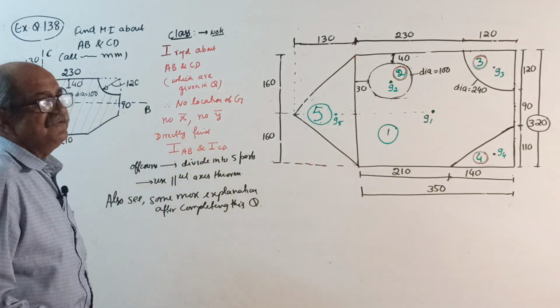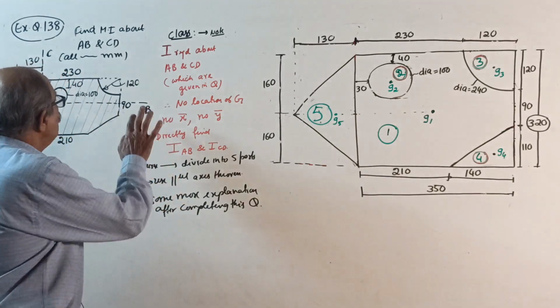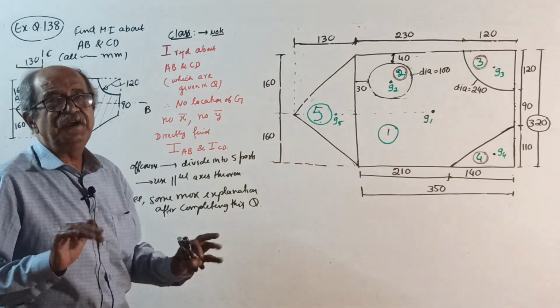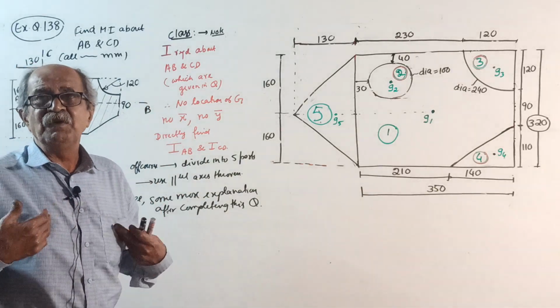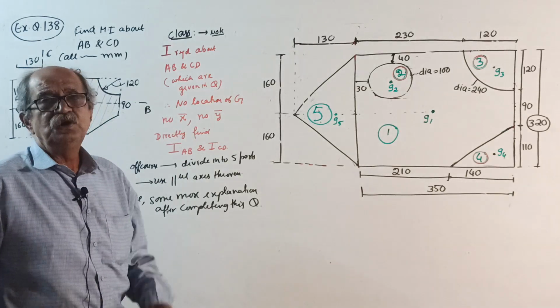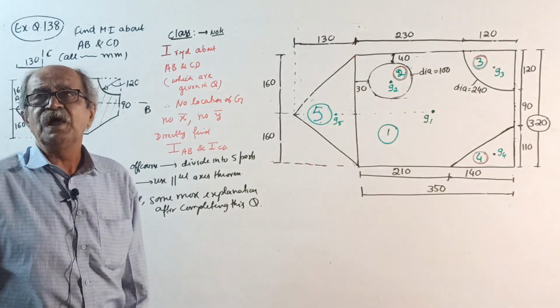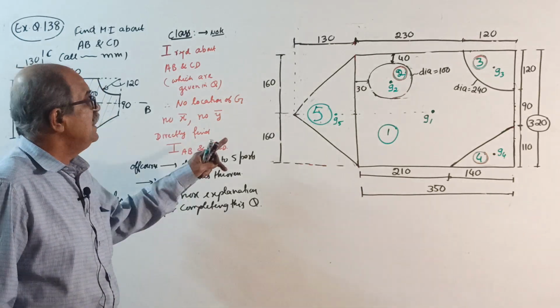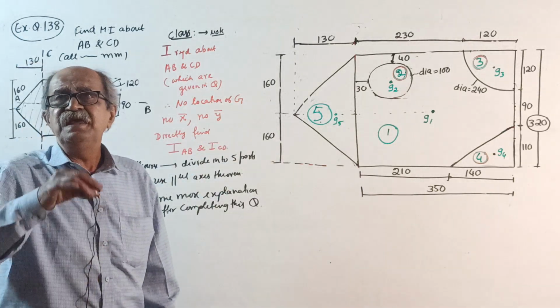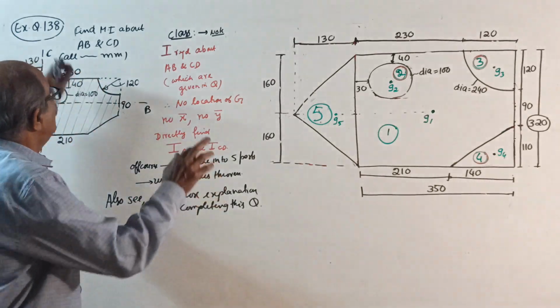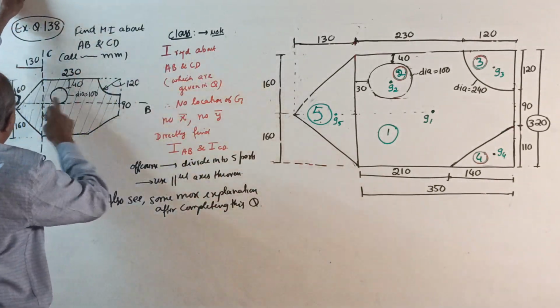Why he wants, no answer. He wants it. Even here, I am the one who set the question. Why I want it is to learn, for you to learn the concept: how to find moment of inertia about any given axis. So, I require it about AB and CD.